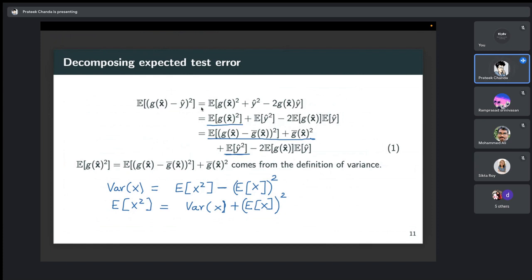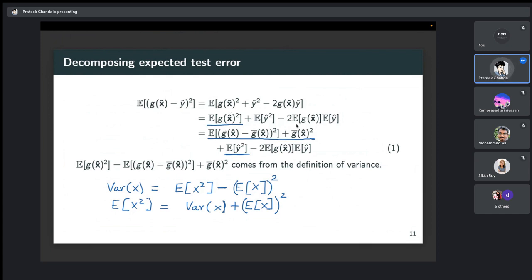We expand it. So we open the square expression as a square plus b square minus 2ab, and we get this. And since expectations are linear, the expectation of the sum of two variables is the sum of the expectations, the expectation of x plus y is equal to expectation of x plus expectation of y. So that's why the individual terms come out like this.